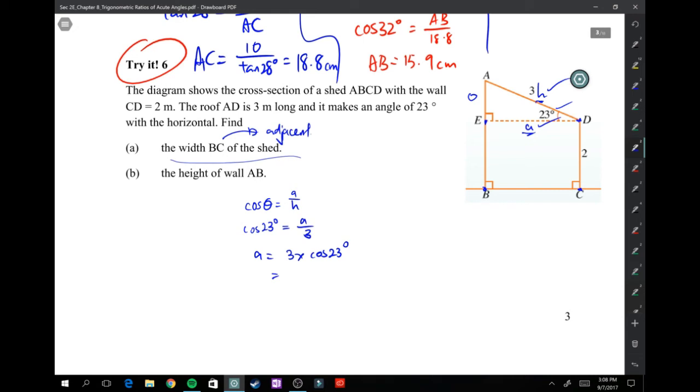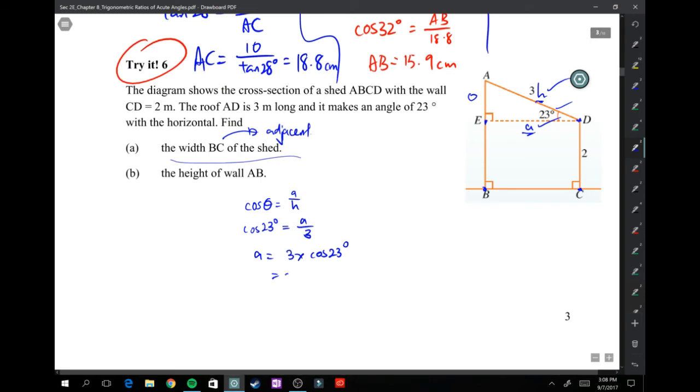Okay, and the answer will be 3 times cosine 23. You get 2.7615, which taken to 3 SF is 2.76. Okay, so that's our AC, and this is in meters. So this is our part A.